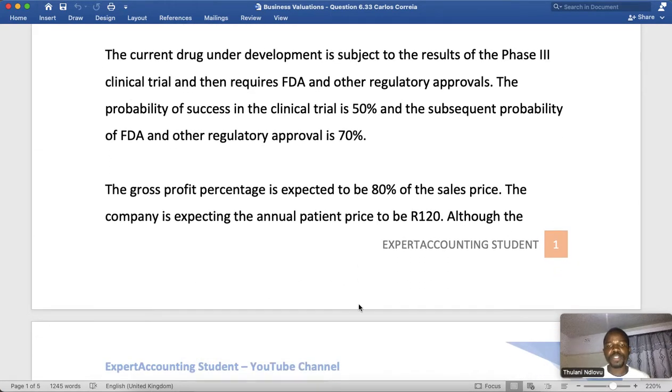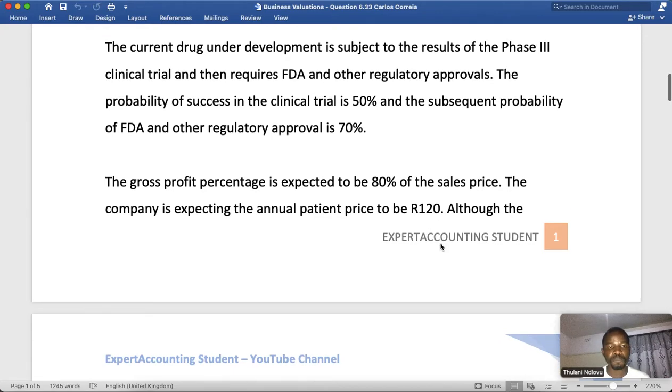The gross profit percentage is expected to be 80% of the sales price. If the gross profit is 80% of the sales price, then the cost of sales is 20% of the sales price. The company is expecting the annual patient's price to be $120. So this is the selling price of the drug to each patient per year, which is 120 rands.